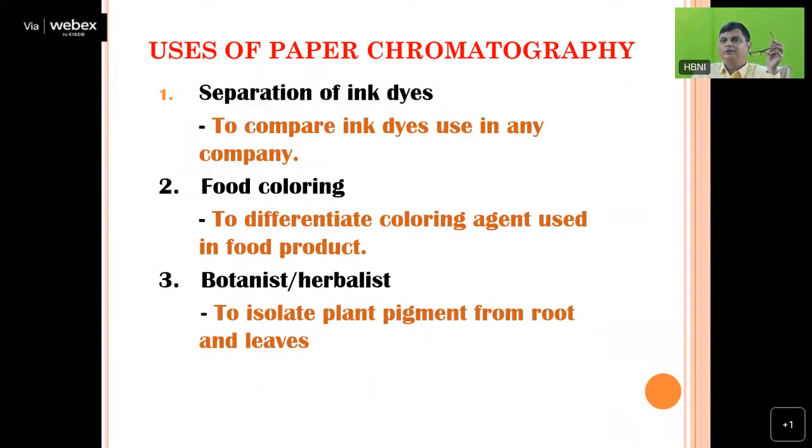And use of paper chromatography: separation of ink dyes to compare ink dyes used in a company. Food coloring, to differentiate color agents used in food products. Then various botanists and herbalists also use paper chromatography to isolate plant pigments from the roots and leaves.